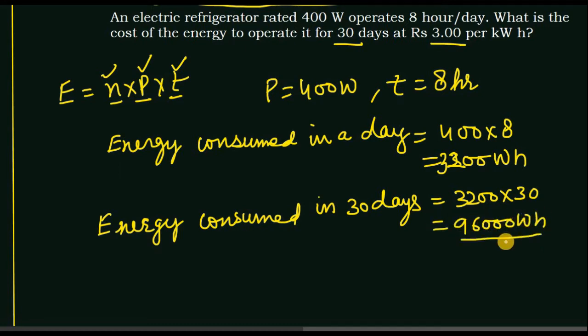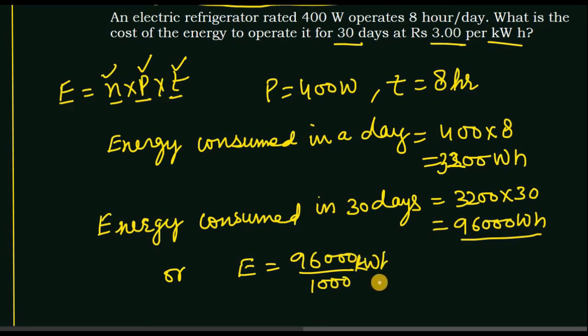But see, the answer is coming in watt hour, and this is not the commercial unit. We have to calculate the energy consumed in kilowatt hours, and the cost is given accordingly. So first we will convert this into kilowatt hour. Energy consumed E equals 96,000 divided by 1000 kilowatt hour. Now it will convert into kilowatt hour. So how much will it be? 96 kilowatt hour. This is the amount of energy consumed.